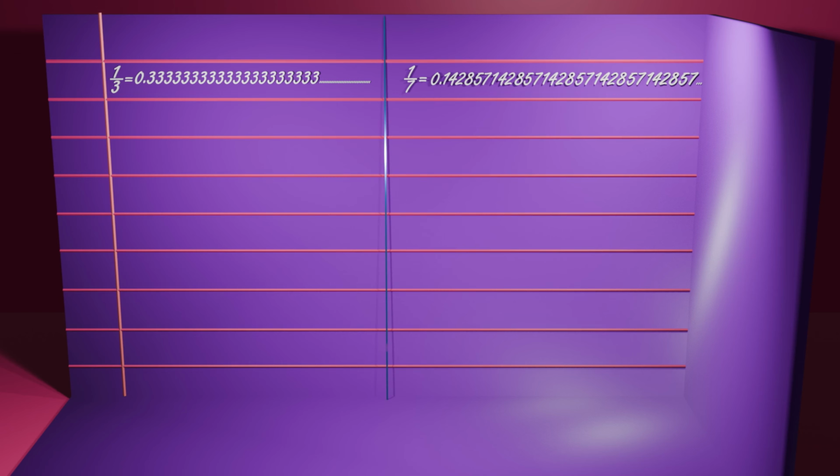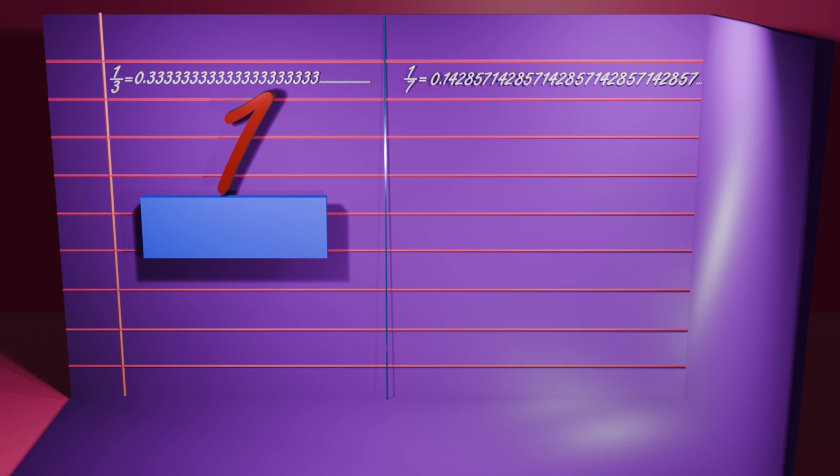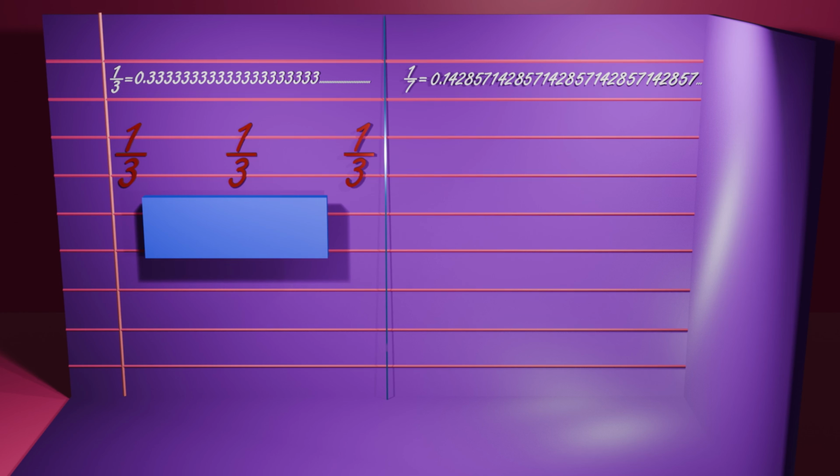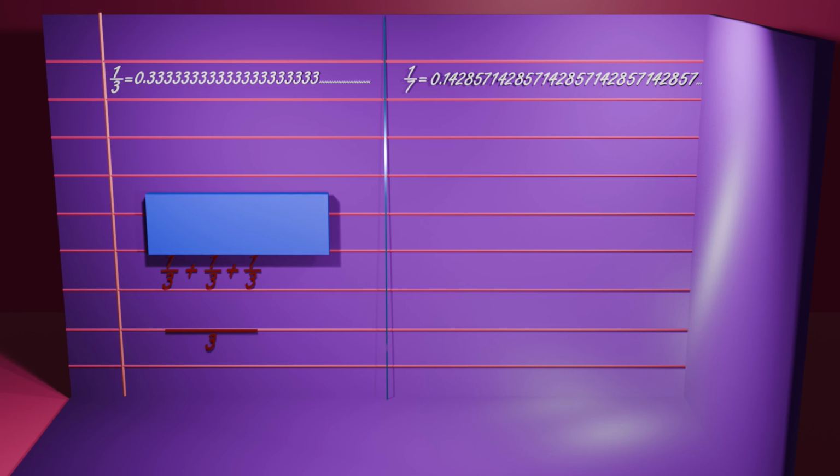Let's learn what 1 by 3 is first. This is a box. We can divide it into 3 parts and each part will be 1 by 3. By joining the box together we get 1. Now you know what 1 by 3 is. Adding 1 by 3 three times gives 1.